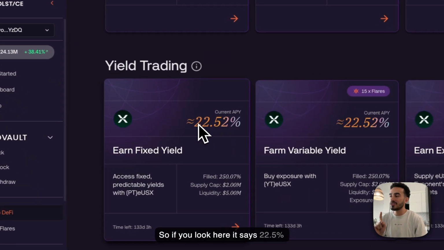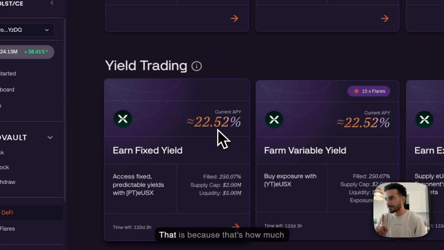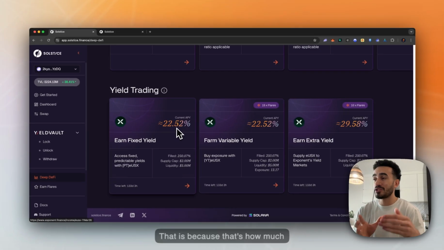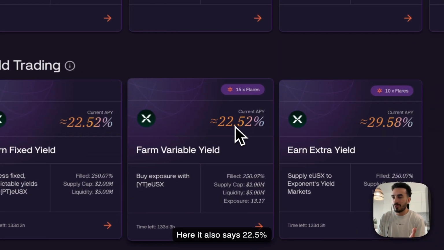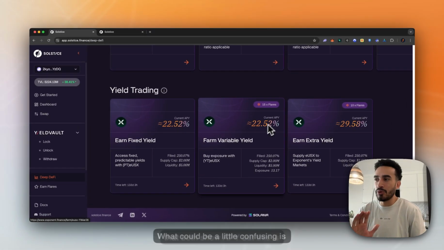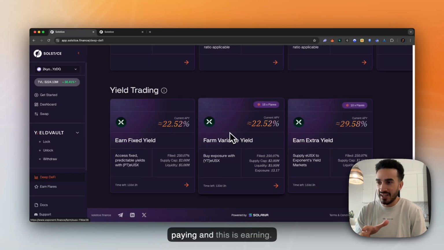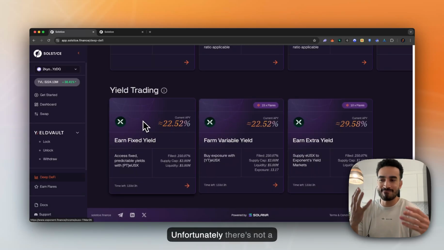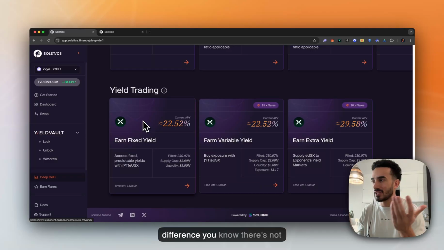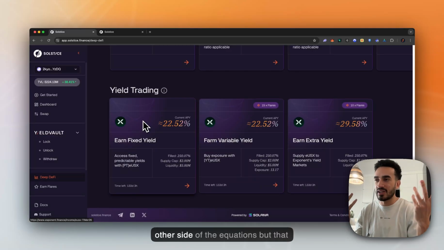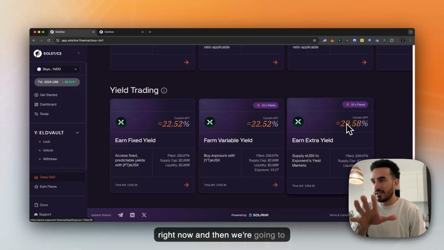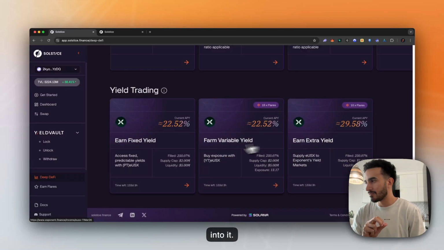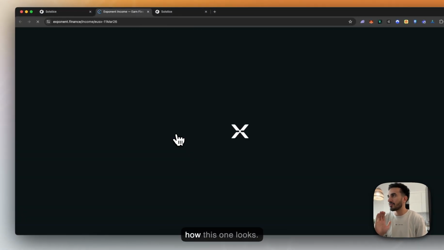So if you look here, it says 22.52% APY. That is because that's how much yield and flares are going for. Here it also says 22.5% APY because that is what people are paying. What could be a little confusing is that both show APY, but this is paying and this is earning. Unfortunately, there are not different letters when you're on the other side of the equation, but that is kind of the cost of flares and APY right now. And then we're going to get into this section when we get to it. So very quickly, let me show you how this one looks.